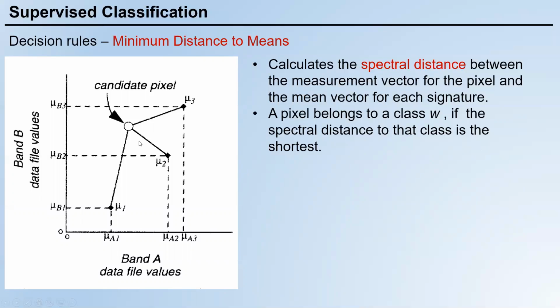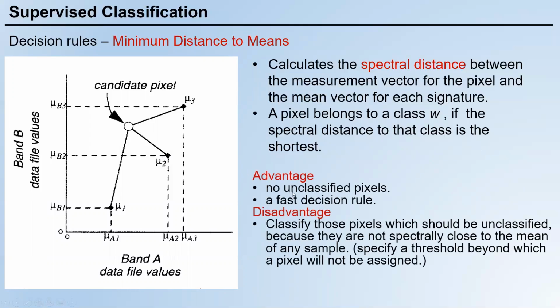So now it's very easy to calculate the distance between this candidate pixel and all three centers, right? A pixel belongs to a class w if the spectral distance to that class is the shortest. If we compare the distance between this candidate pixel and mu1, mu2, and mu3, obviously the shortest distance is the distance between this pixel and mu2. So according to the minimum distance to means method, we should assign this pixel to class 2, right?